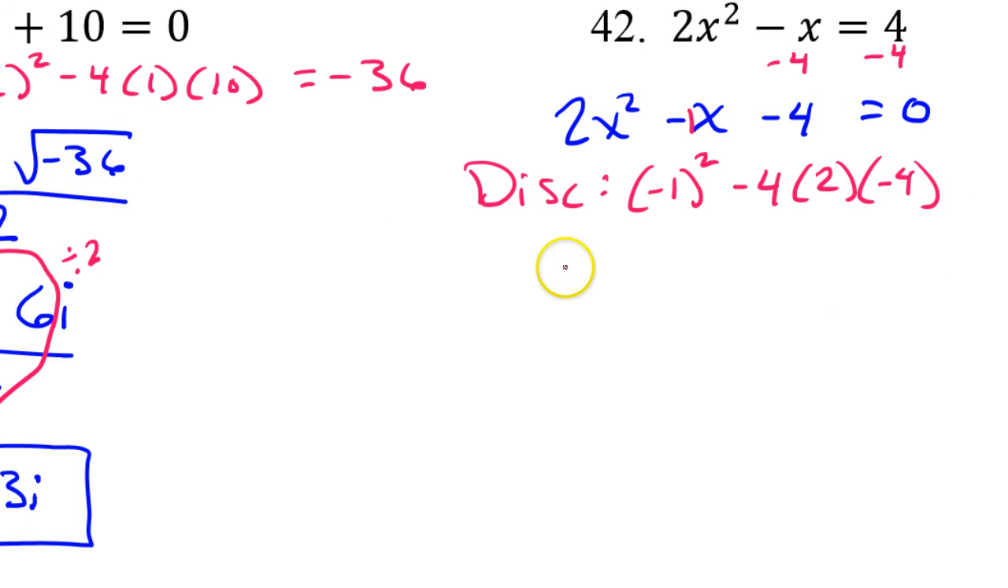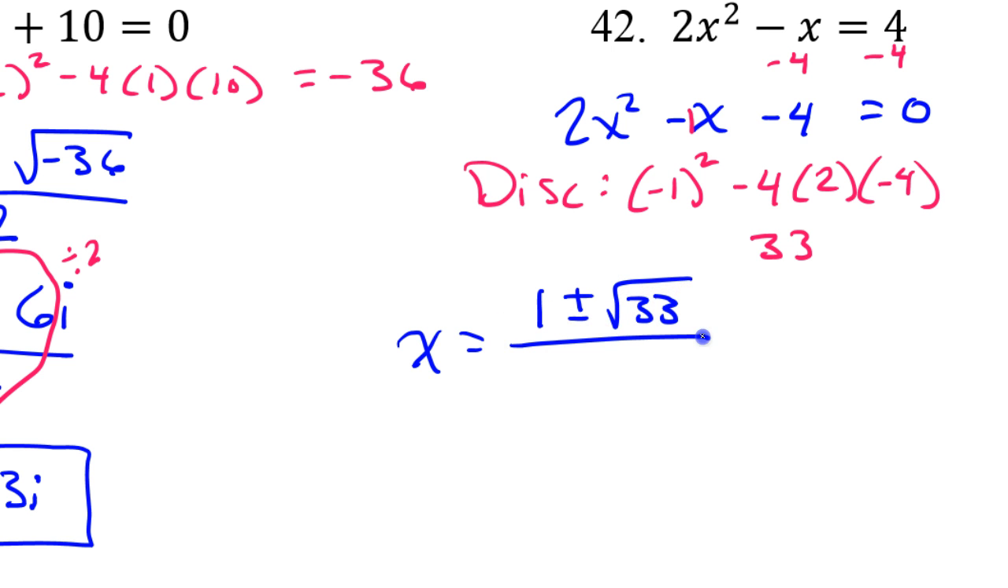33. That's my discriminant. So now I will finish the quadratic formula. The opposite of b: b is negative 1, so the opposite of b will be positive 1. So I'll have positive 1 plus or minus the square root of my discriminant all over 2a. Well, 2a is 2 times 2, which is 4.